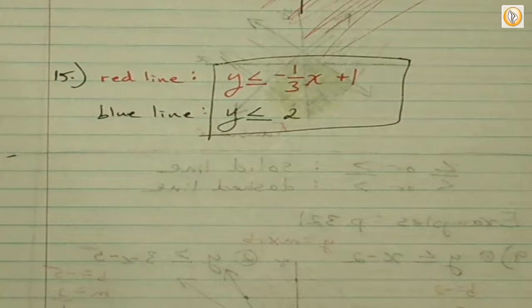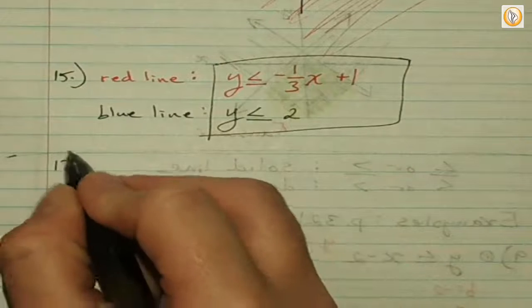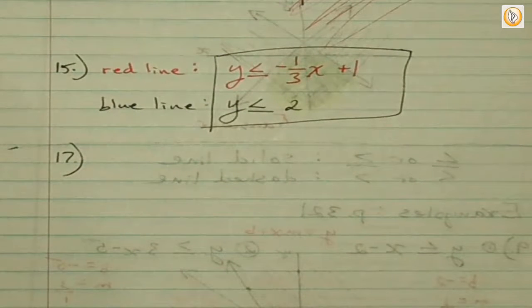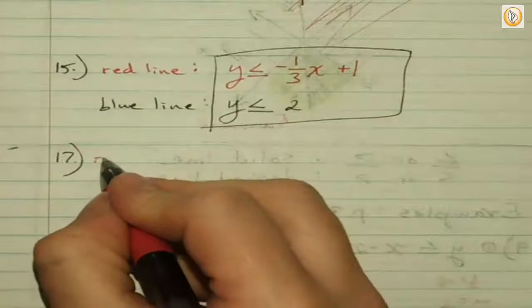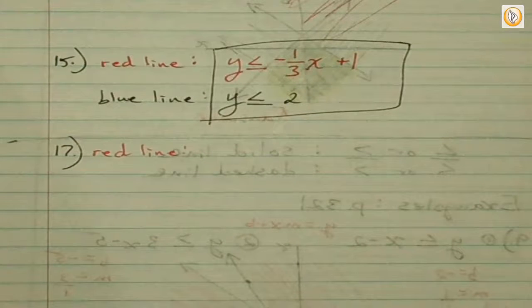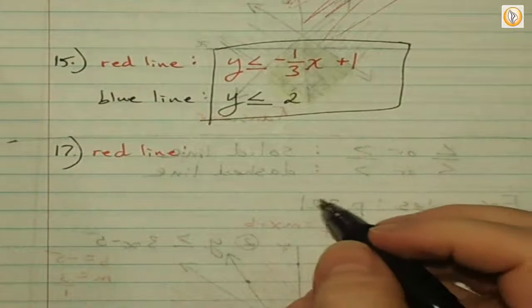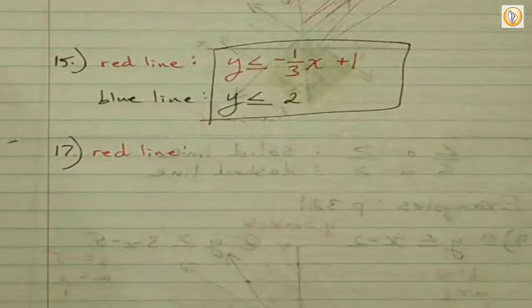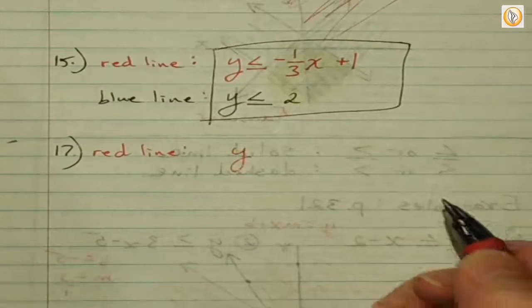Y'all have questions? Got one more for you, then I'm setting you free. Let's start with the red line. And y'all don't have to use colors. I'm just doing this for notes. All right. The red line. You know we're going to have a y.